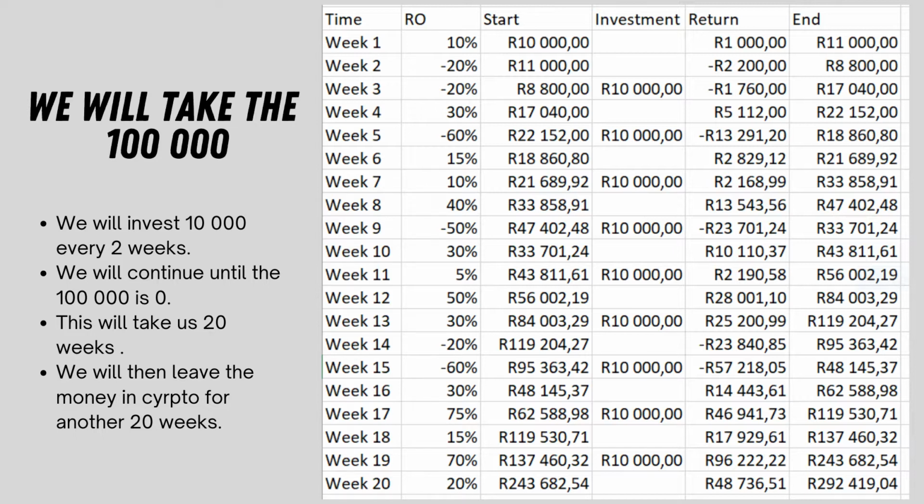Then the end figure goes to the start of the next week, and so on. In the middle column you'll see the investment column, which is after every 2 weeks. I invested the first day of the first week, the first day of the third week, the first day of the fifth week, and so on and so forth. Everything basically goes on like this until week 20.